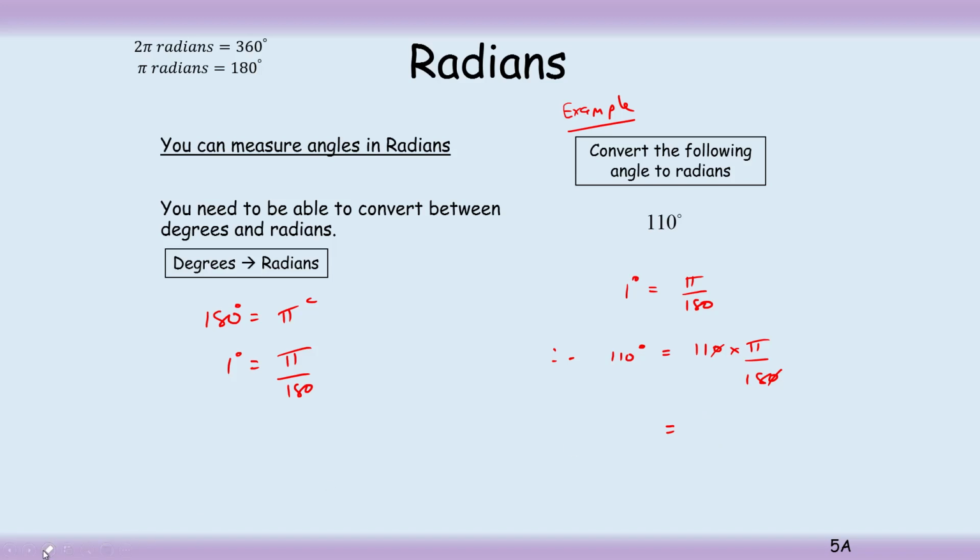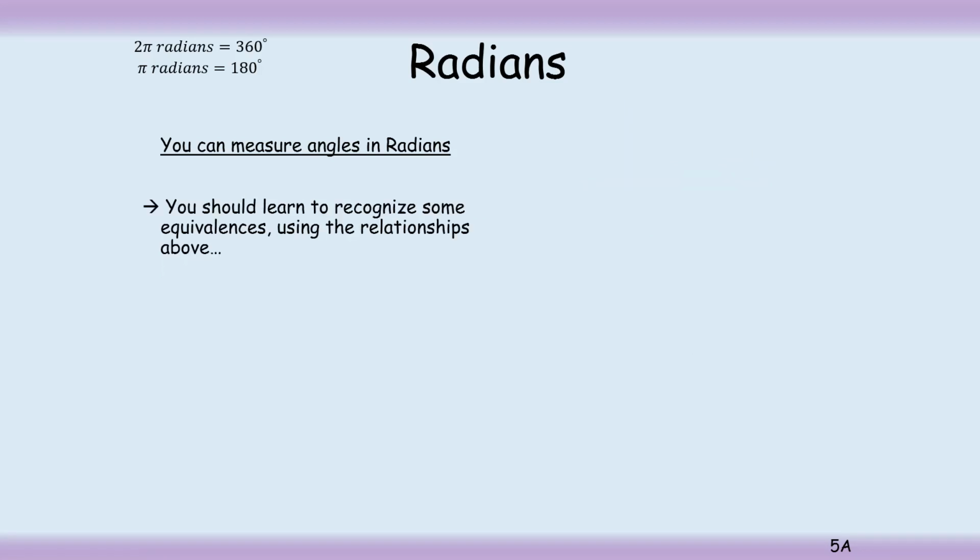I'll just change that, make it more presentable. 11 over 18 pi. I did it again. Can't believe that. Should be 11 over 18 pi. I'm sure I'm going to get it right this time. 11 over 18 pi. Good. Hit pause, make some notes, and when you're ready, hit play again.